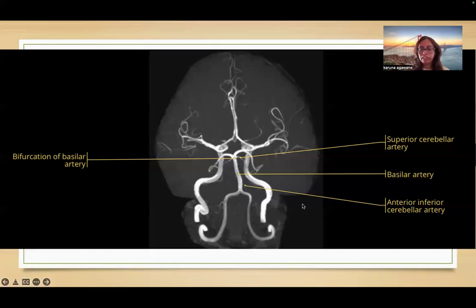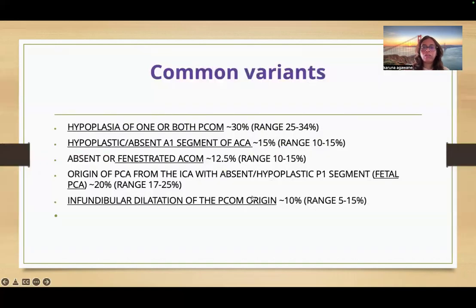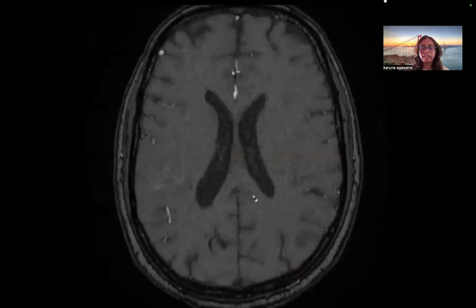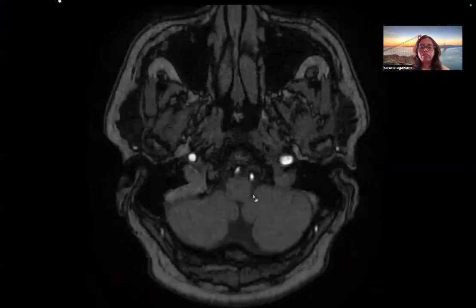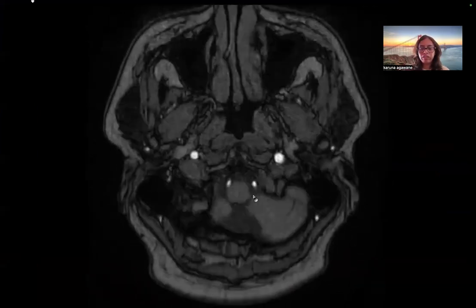So here we can see the basilar artery formed by the confluence of the vertebral arteries. Here we can see the superior cerebellar artery and the bifurcation into the PCAs. The small branch in the proximal segment is the anterior inferior cerebellar artery. Before going to the common variants, we will just go through the axial MR angiography images, where first we will go through the posterior circulation.